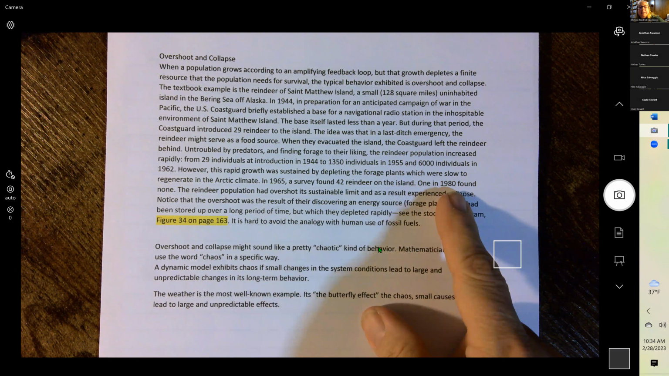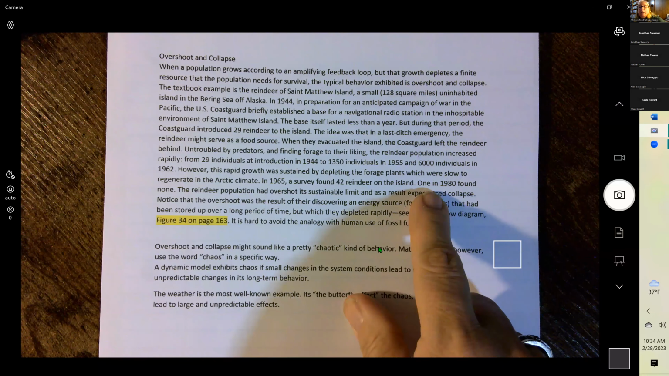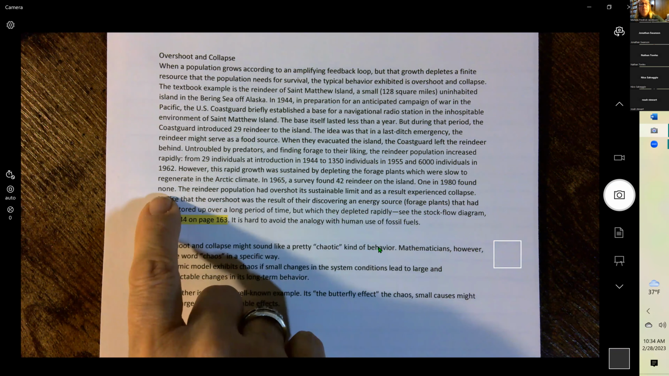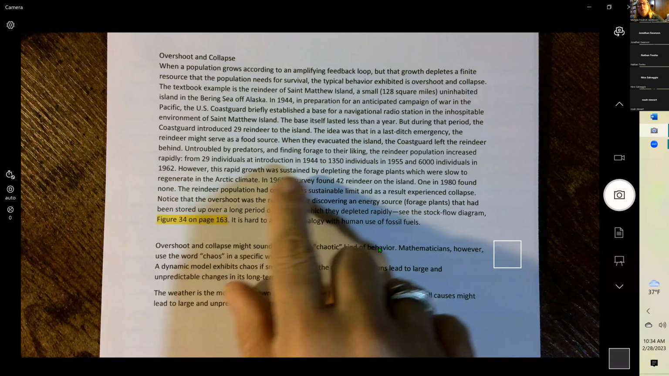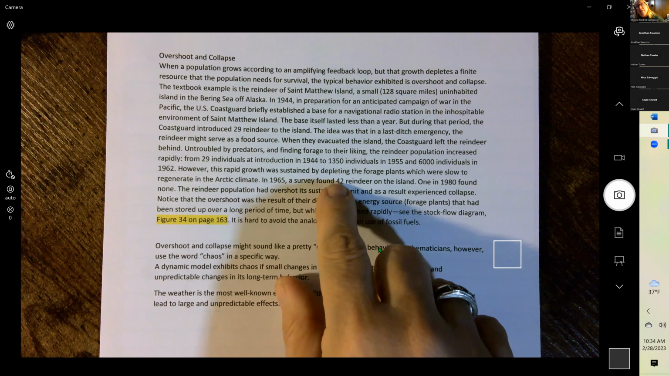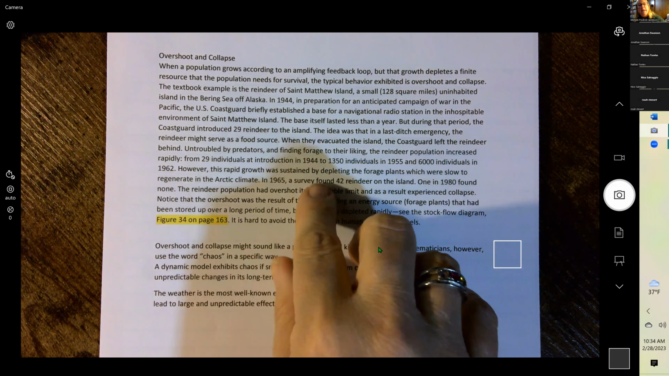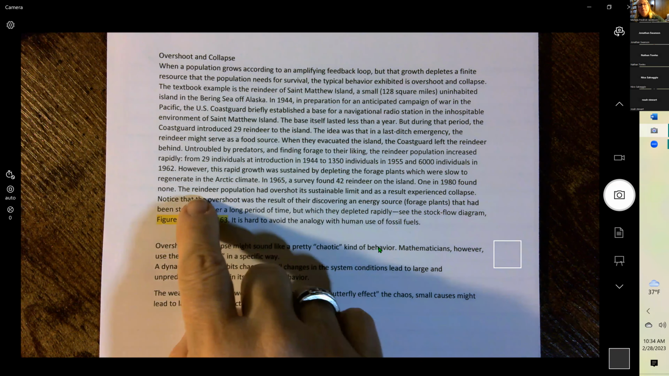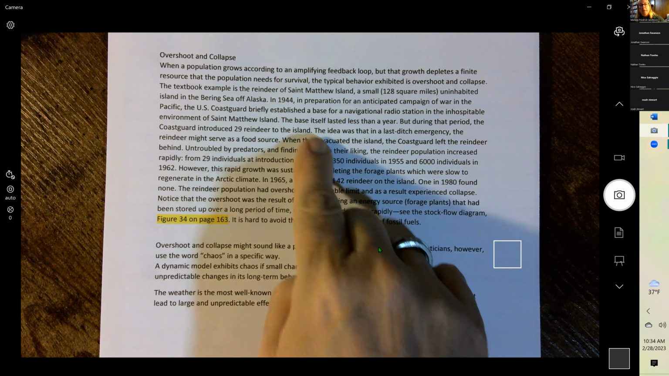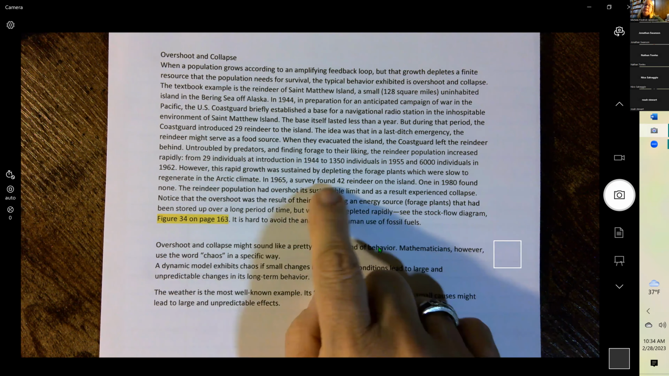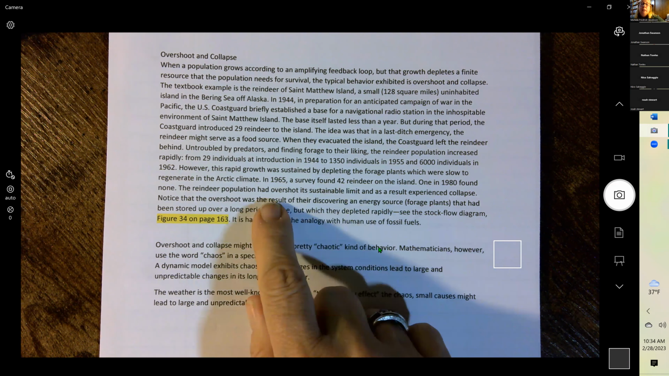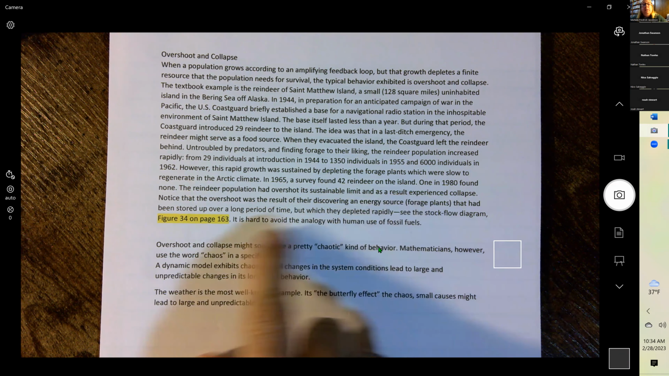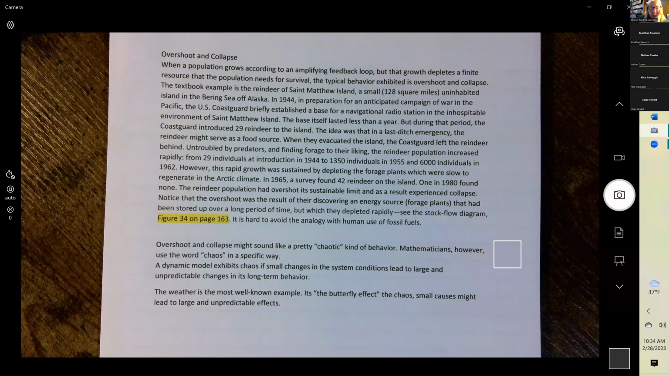One research visit in 1980 found none of them. There must have been no way for the forage to come back, and so these 42 didn't survive. It shoots up and then drops down, and this time it went down to none. Its sustainability limit had been reached and it experienced a collapse. Page 163.